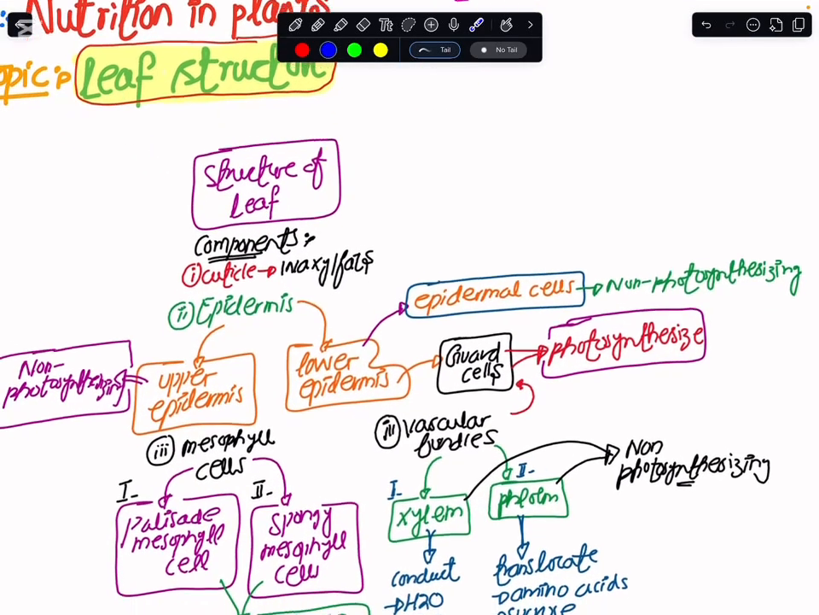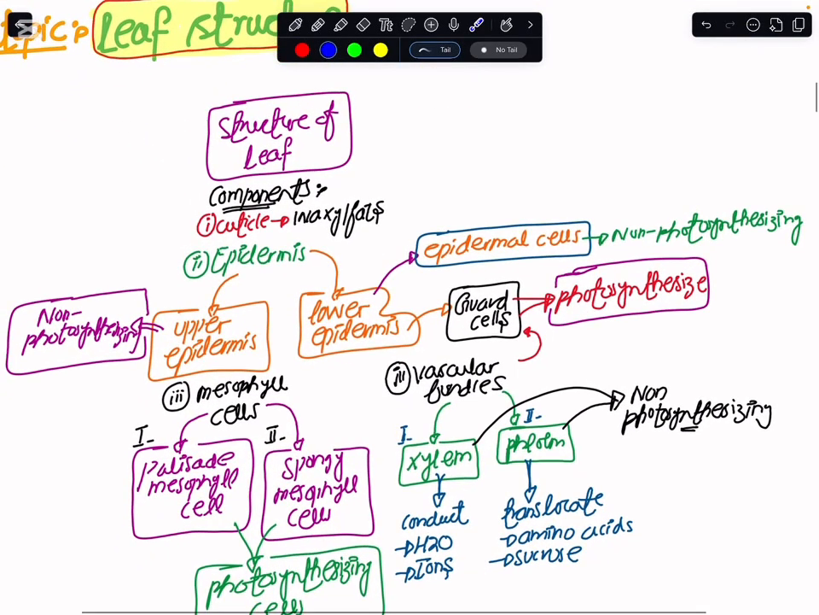If I were to quickly highlight the structures in the leaf: at the top we have the cuticle, which is waxy, and the composition of this cuticle is made up of fats. Then we have the epidermis, with the upper epidermis and the lower epidermis. These have epidermal cells, and no matter if they are in the upper or lower epidermis, they do not photosynthesize. Why not? They do not have chloroplasts with the chlorophyll pigment in them.